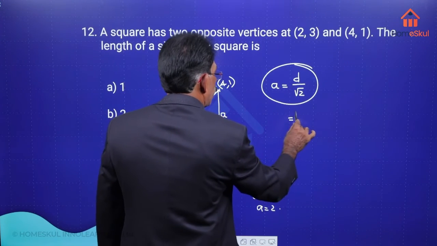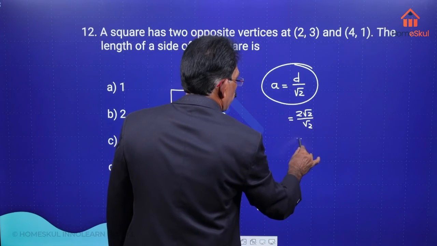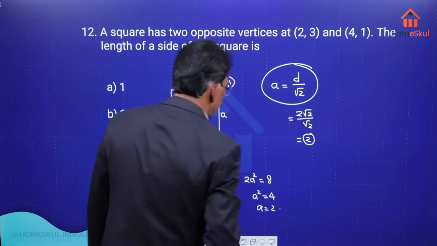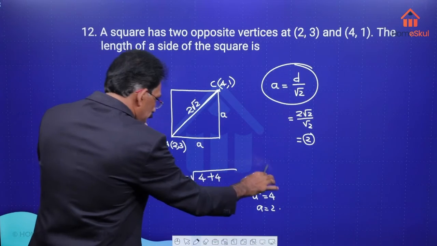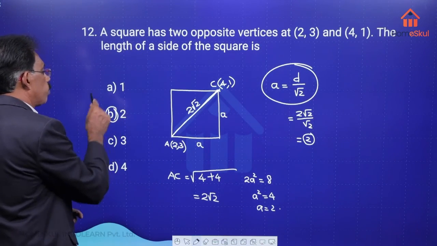In this case the diagonal is 2 root 2, and 2 root 2 divided by root 2 is also 2. It's another formula. You can use it directly: a is equal to d by root 2. The correct answer is 2.